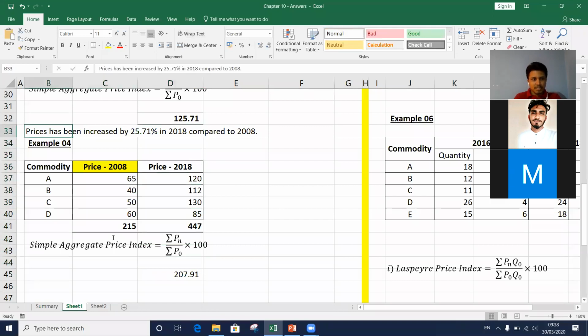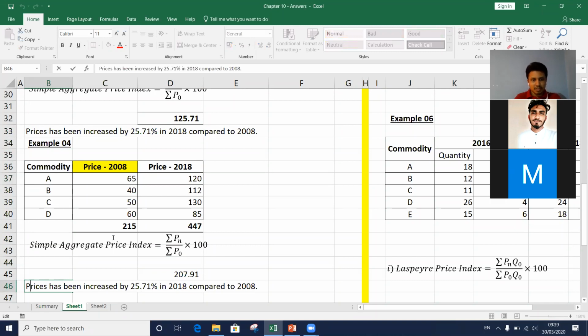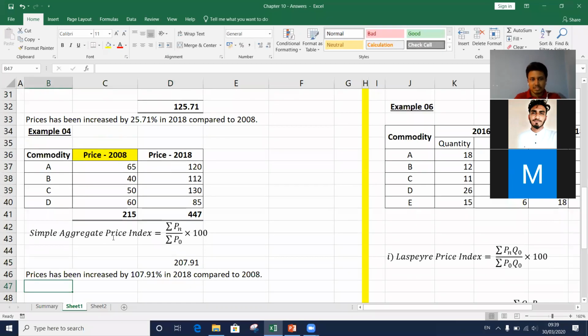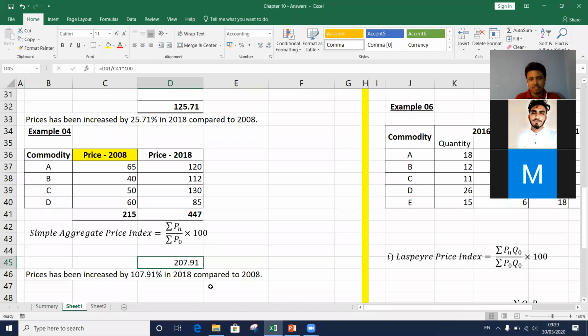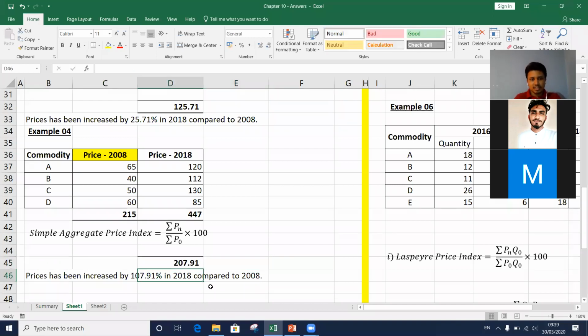207.91. So, what is the interpretation we can give here in example 4? Prices have increased by what percentage? Here, you can get it: 107.91%. The base period is 100, so understand the idea, it can be reflected. Right. Okay, clear.